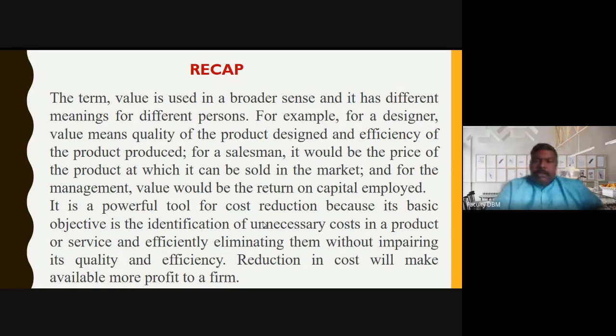Its basic objective is identification of unnecessary cost in a product or service, efficiently eliminating them without impairing the quality and efficiency. So this cost reduction will make more profit available for the effort. So if you want to make profit, compulsorily you have to see that there are cost reductions. Until we do cost reductions, we cannot expect more profit from a manufacturing industry or a service industry.